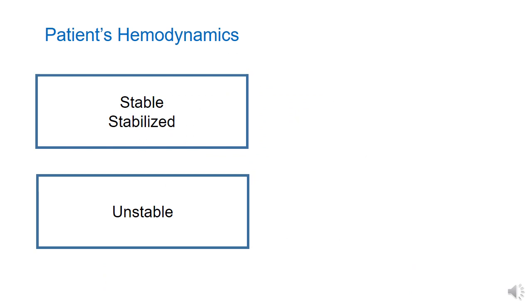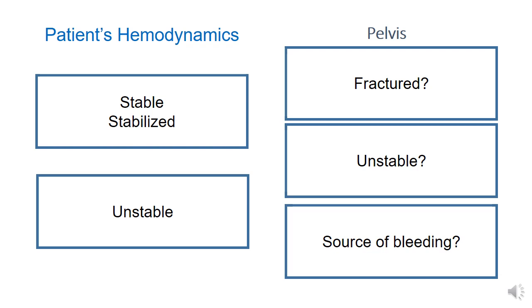What we should do is know if the patient was stable or stabilized before he came to the hospital, or if the patient is unstable. And also, we should guess about the pelvis, as we said, if it is fractured. And if it is fractured, or we suspect fracture of the pelvis, the pelvis will be either stable or unstable. The safe approach is to treat every pelvic fracture as unstable until proved otherwise. And also to guess that the source of bleeding will be from the pelvis, and this will be proven or disproven later on when the patient is stabilized. So the pelvis is the source of bleeding until proved otherwise.